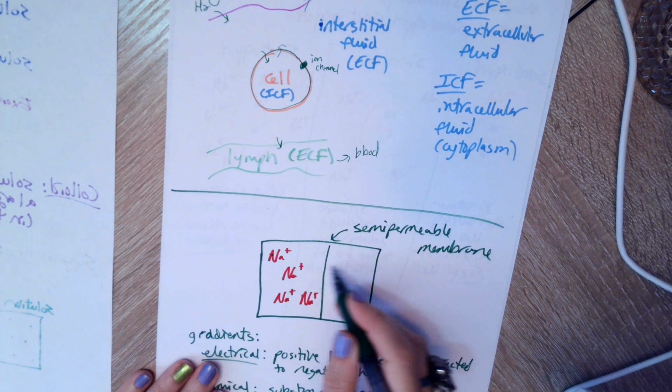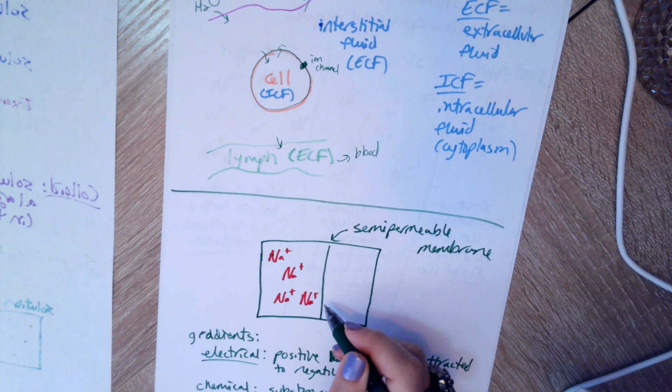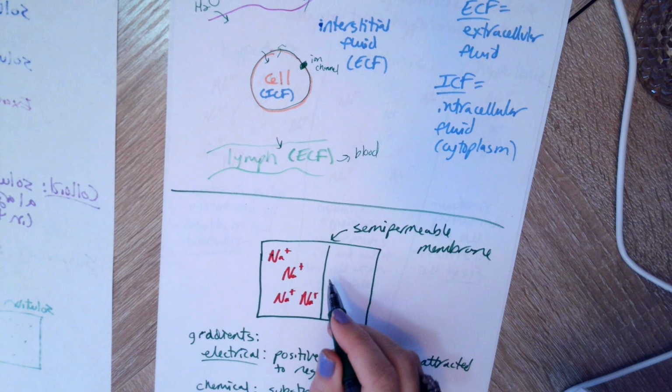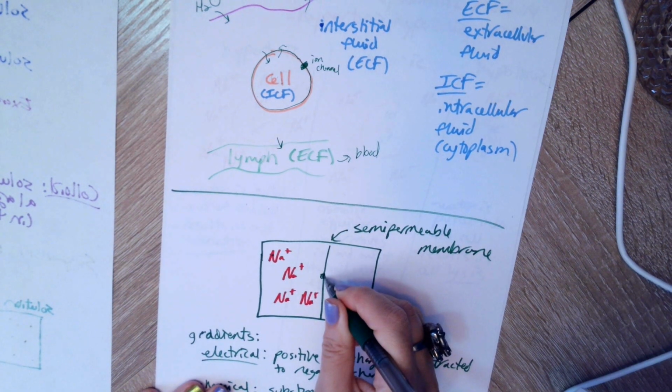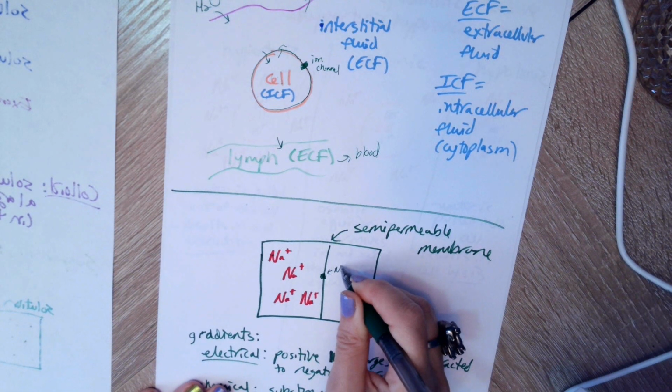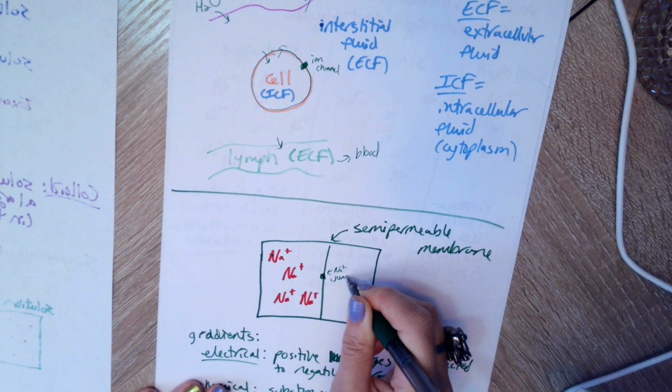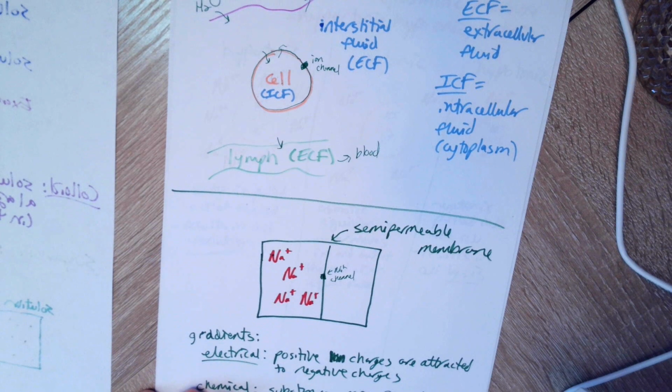Sodium cannot pass freely across the semi-permeable membrane in terms of a cell membrane. It requires a protein channel. So I'll just put this little protein channel, I'll call it a sodium channel here because that's being more specific. So it can cross using that.